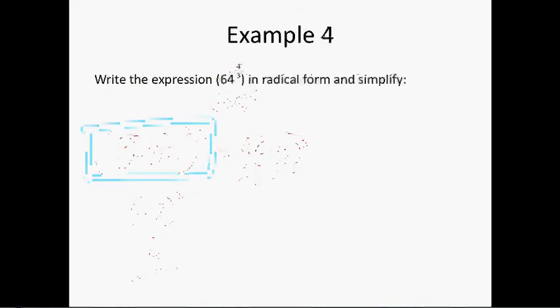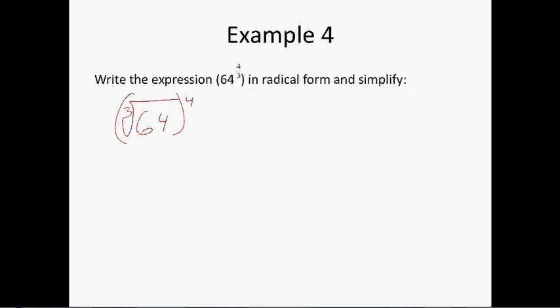64 to the 4/3 power. So again, we can write this two different ways. We can write it as the 3rd root of 64, and that whole thing to the 4th, or we can write it as 64 to the 4th, and that whole thing we're taking the 3rd root. Again, 64 to the 4th is going to be a large number. It's a power of 2, which is not too awful, but I think we can do the one on the left a little easier. So the 3rd root of 64, that is just 4.